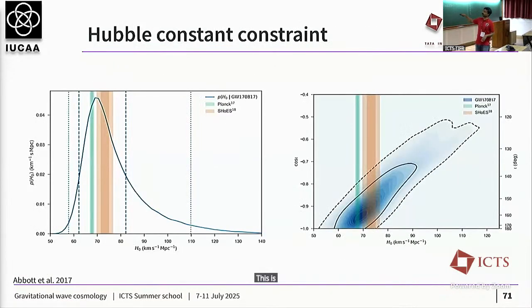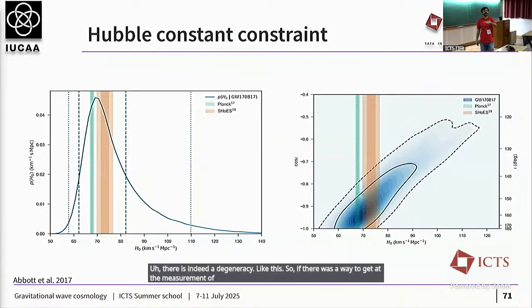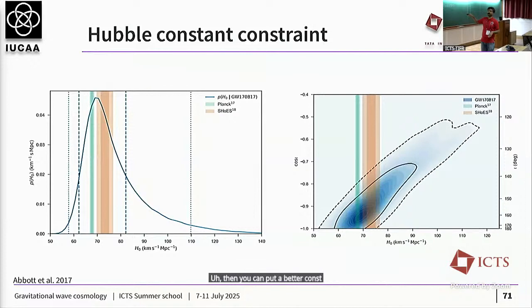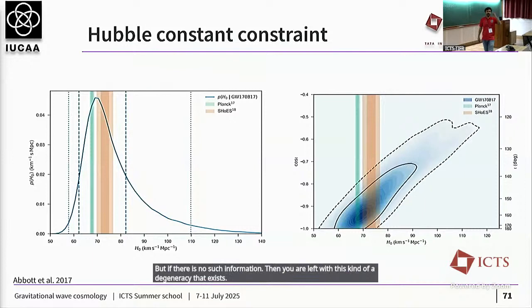So this is the two-dimensional posterior. And you can see that there is indeed a degeneracy like this. So if there was a way to get at the measurement of the cosine of this inclination angle better, then you can put a better constraint on the Hubble constant as well. Okay. But if there is no such information, then you are left with this kind of a degeneracy that exists.